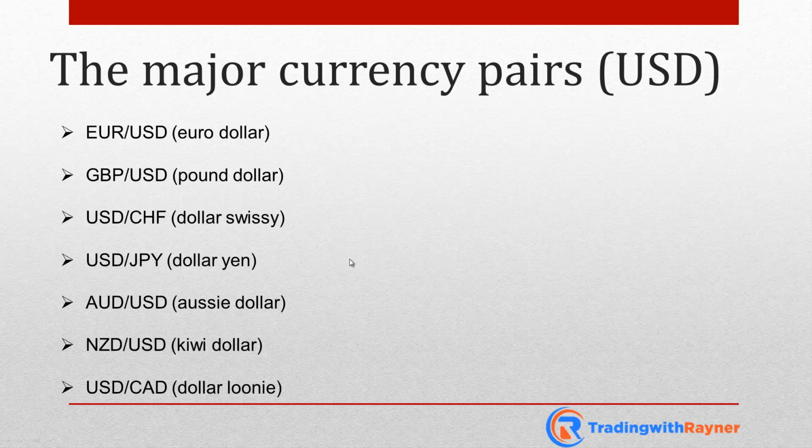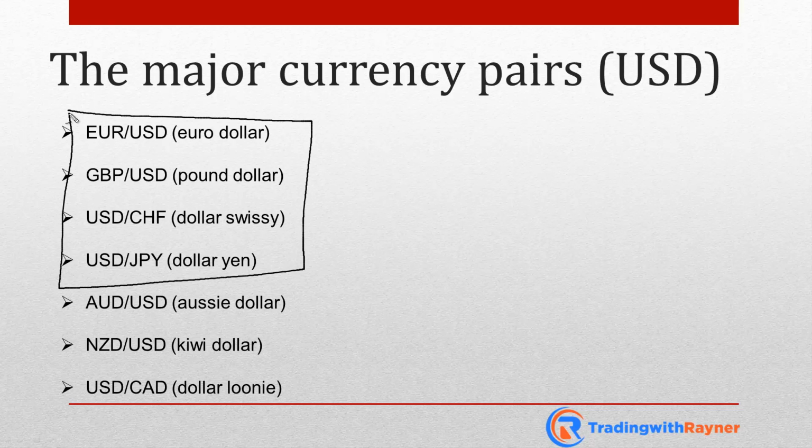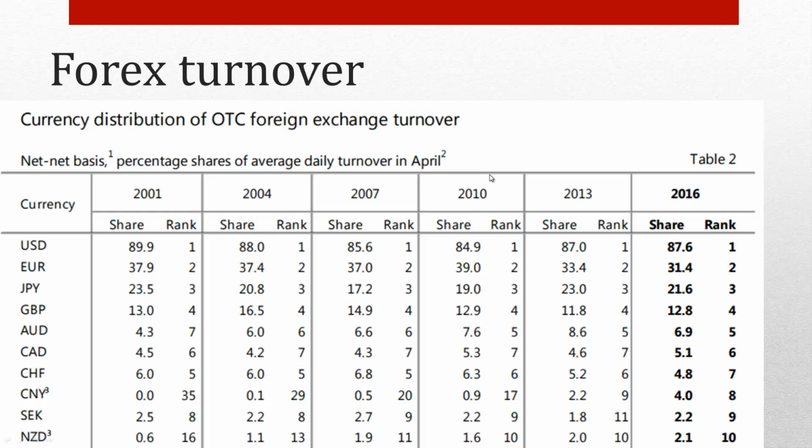So one thing to point out is that among these 7 major currency pairs, the bulk of the transactions are usually within the top 4. These are usually the most liquid currency pairs out there: the Euro dollar, pound dollar, dollar Swiss, and dollar yen. And you can see this over here. This is taken from the Bank for International Settlements, the BIS. This is where I got my source from. I should have written this somewhere. Taken from the BIS website.